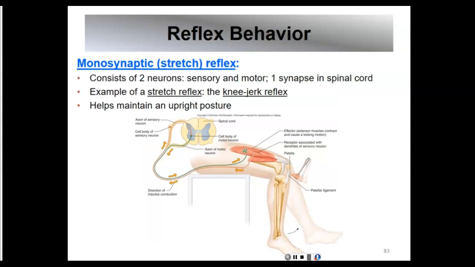Monosynaptic, meaning one synapse. Here's an example of a stretch reflex. It consists of 2 neurons, sensory and motor, and 1 synapse in the spinal cord. So here's sensory information going up to the spinal cord, and it synapses and sends a motor signal down to the muscle. Our knee-jerk reflex that you probably have had tested before, or the patellar reflex, is a monosynaptic reflex, and this is important for proper upright posture.